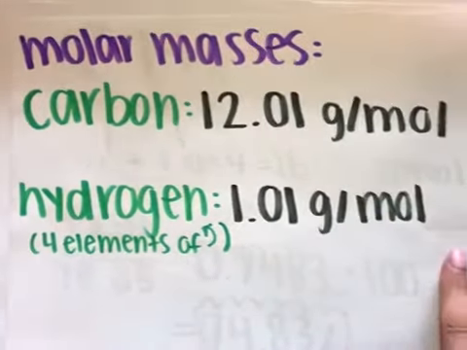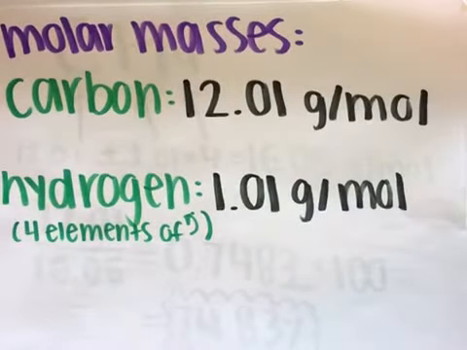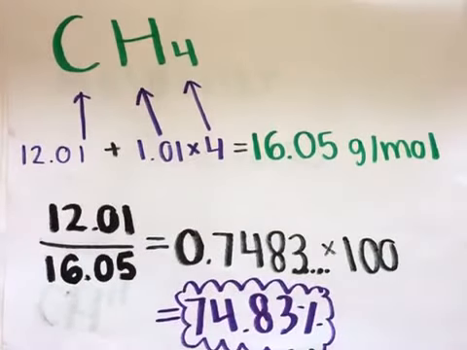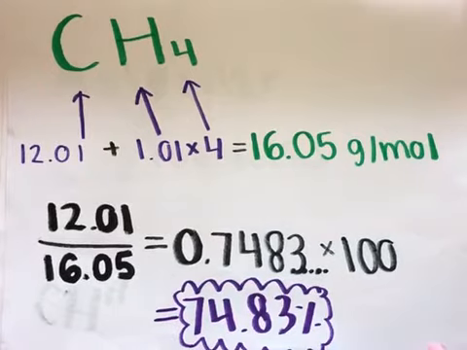First, let's find the molar masses. The molar mass of hydrogen is 1.01 grams per mole. The molar mass of carbon is 12.01 grams per mole. Add all the masses together to get the mass of the compound. 12.01 plus 1.01 times 4 equals 16.05. Divide the mass of the element carbon, 12.01, by the total mass of the compound.